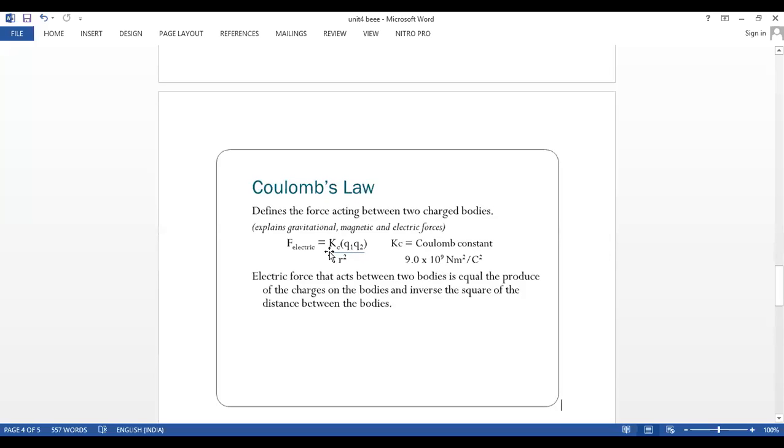So what is the strength? What is the value? How much force is present between the balloon and the ball? Just tell me the value: 9 into 10 power 9. These units we will see later on. I think in physics you are studying units and dimensions, right? Yes, units and dimensions. So the force between two objects means 9 into 10 power 9.